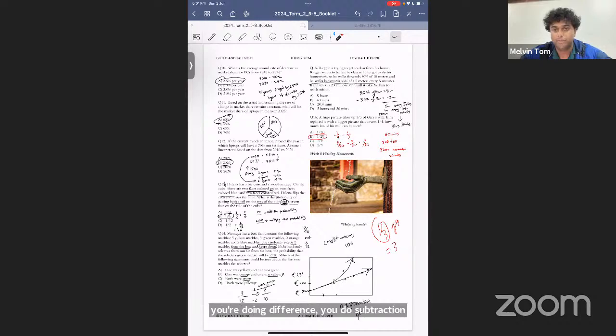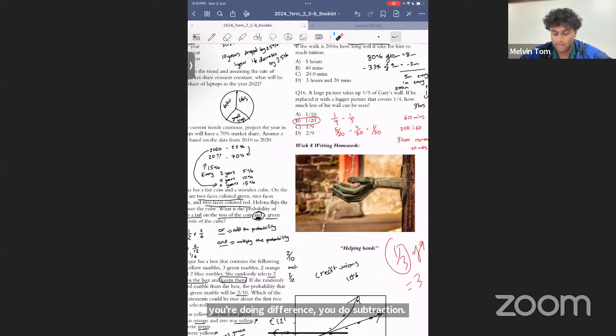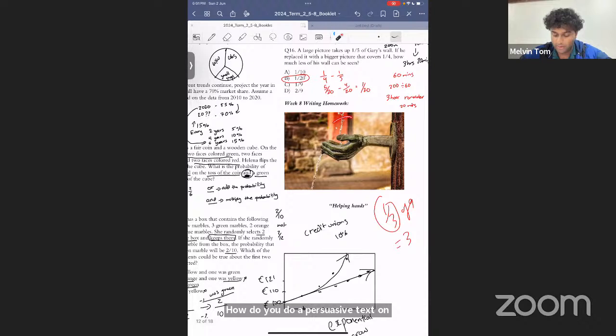How do you do a persuasive text on helping hands? Well, for this question, honestly, you just have to figure out what is the best. I can't help you with the ideation of it. Next week, Ethan, if you ask me the same question, I'll give you some ideas on what you could have done. But yeah, guys, that's it for maths.